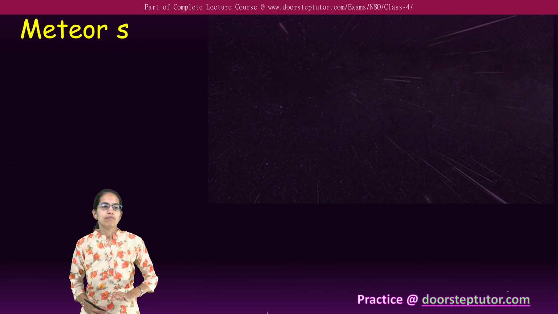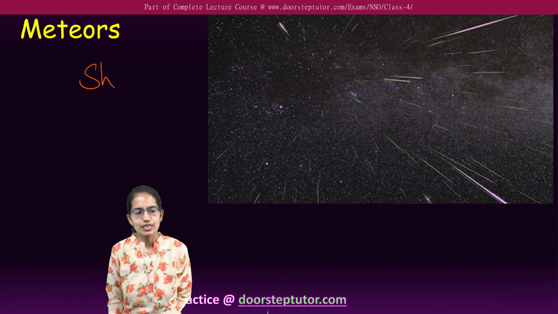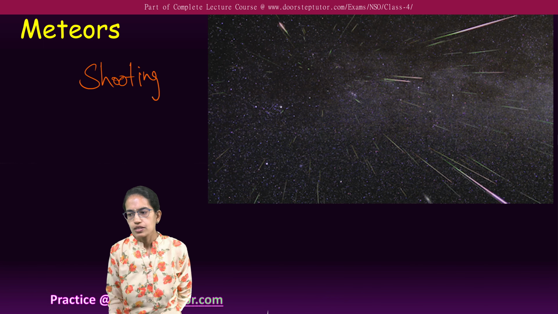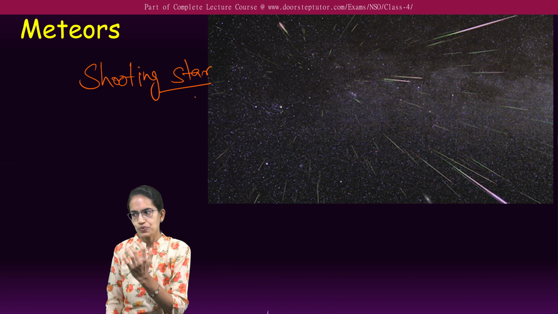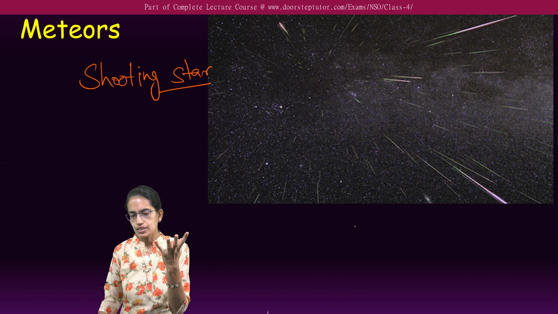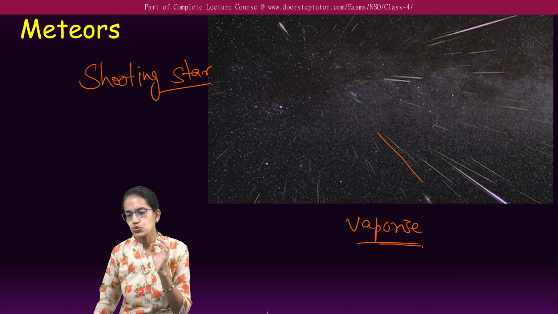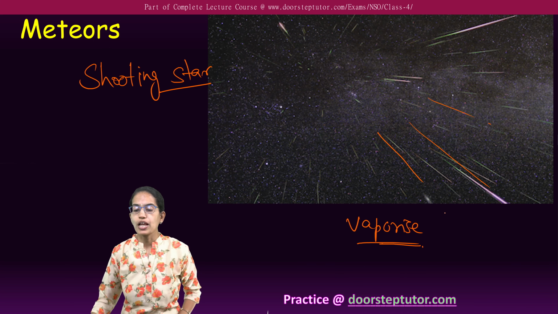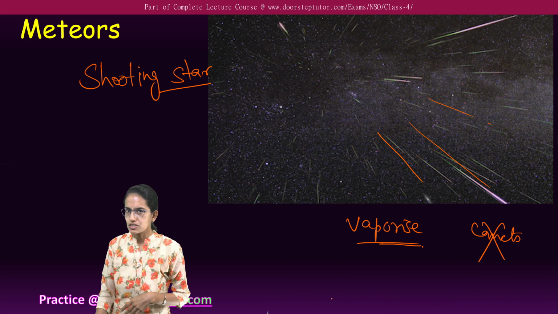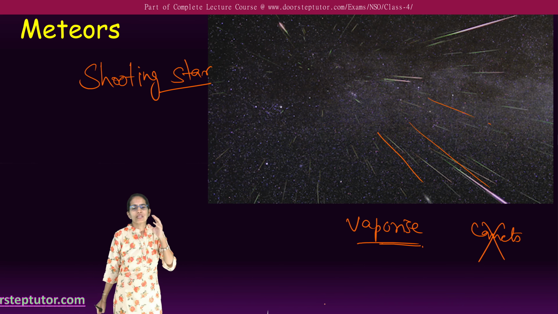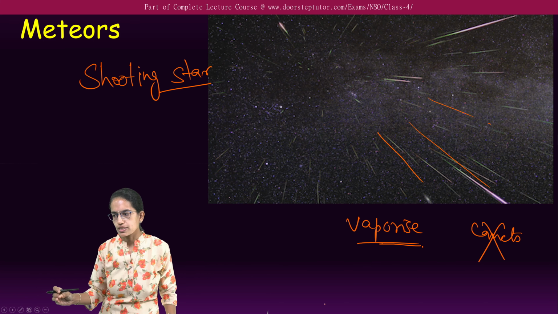The next is meteors. Meteors are also called shooting stars. When the meteoroids, which we saw in the previous slide, come closer to the earth, they burn in the atmosphere, they vaporize and they turn into a streak of light. These streaks of light appear similar to comets, but they are actually not comets. We'll understand the difference between this and comet in a while, but they vaporize, they appear as streaks of light, and therefore they are called shooting stars.